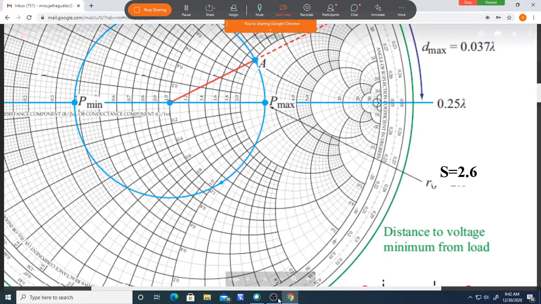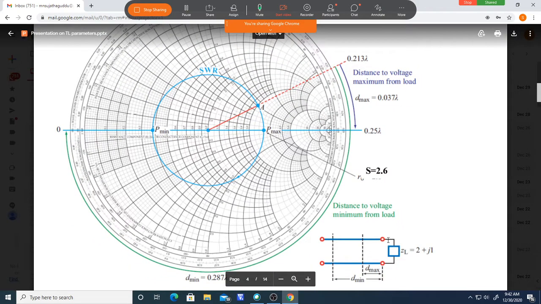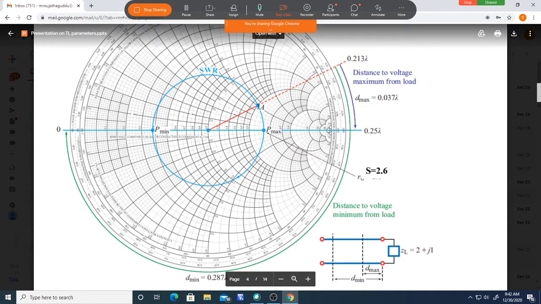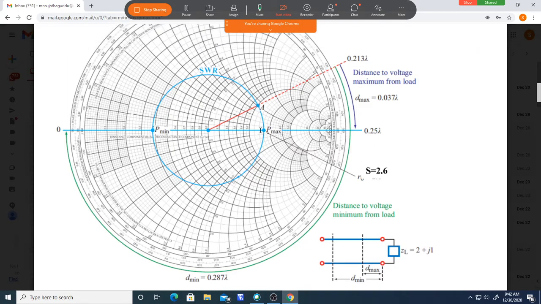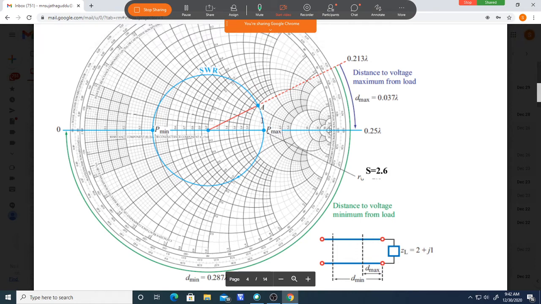So you can find the impedance variation. Moving like this is nothing but moving like this. Here we cannot read the impedance, but you can read the impedance over here. How the impedance varies, you can read from here. That is the impedance of this, that is the impedance of this.